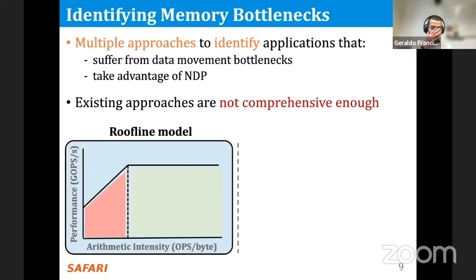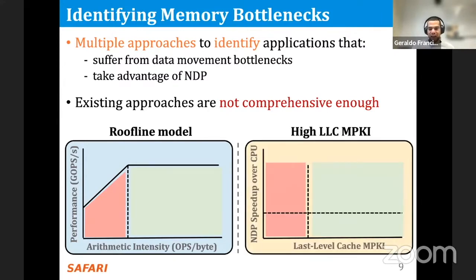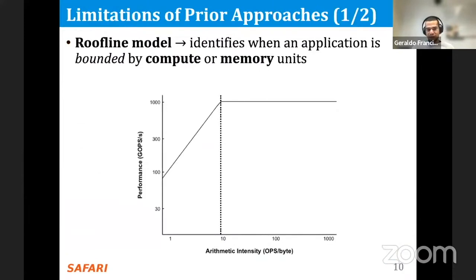So I'm going to illustrate with two quite common models to identify memory bottlenecks that many prior works have used to also infer that an application or function can benefit from near-data processing, despite their inefficiency. The first one is the roofline model, and the second one is using the last-level cache misses per kilo instructions as an indication of NDP suitability. So first I'm starting with the roofline model.